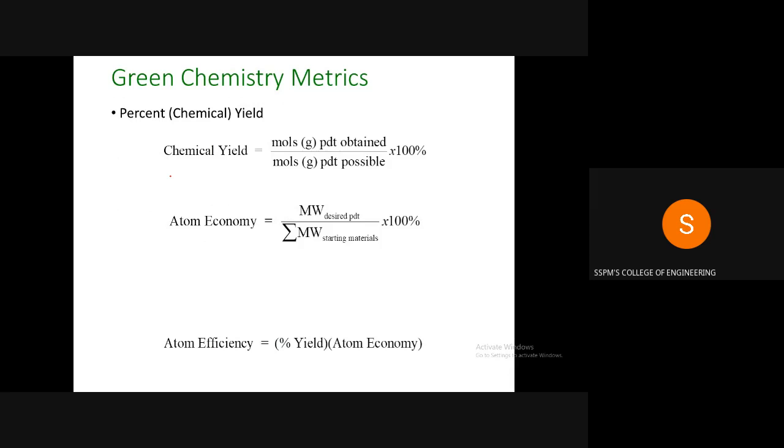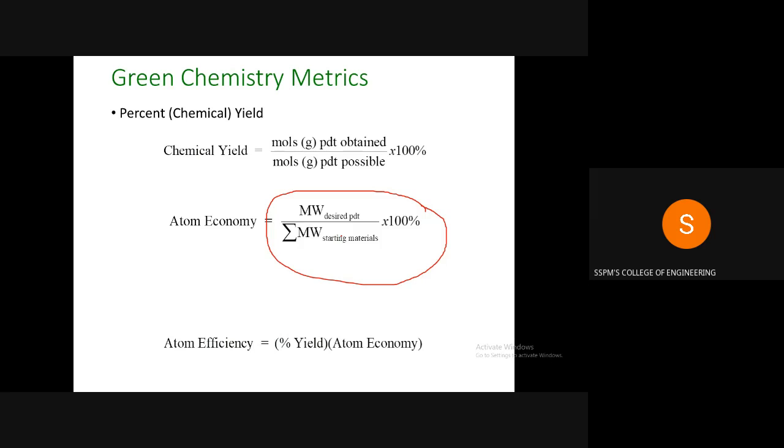जे reactants असतील त्याची सगळ्या molecular weight ची sum तुम्ही इथे घेणार आहात आणि molecular weight of desired product upon sum of starting material, sum of molecular weight of starting material into 100. So it is the atom economy. If this atom economy is up to 72% to 82%, then we can say that the reaction is an economical reaction. It is an atom economical reaction.